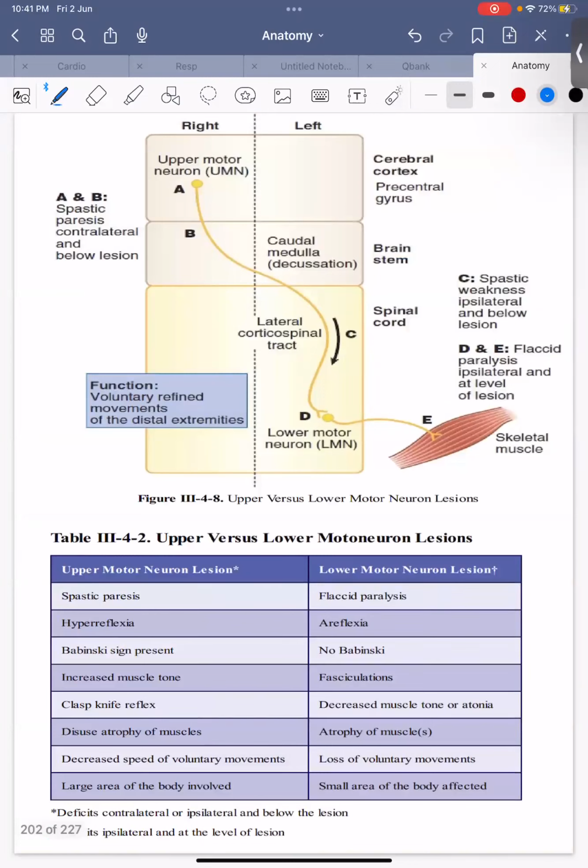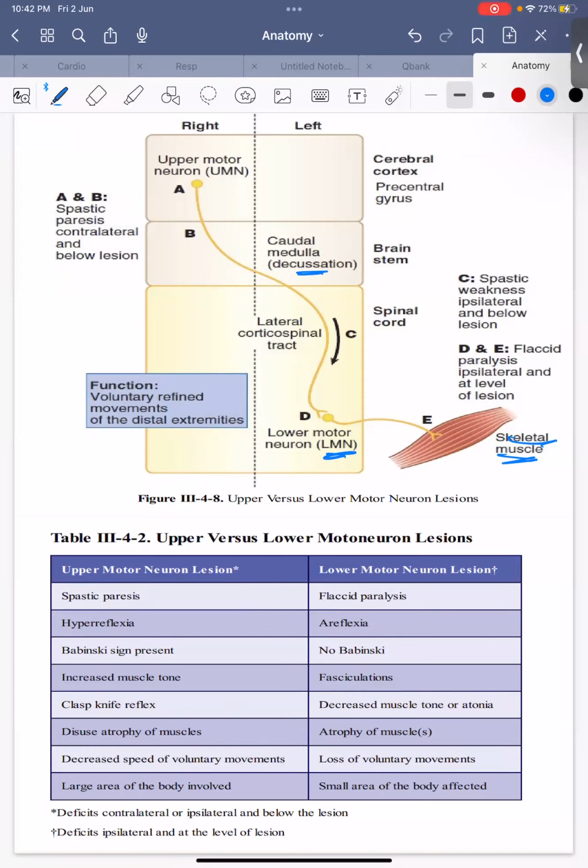Now let's talk about this. In the upper motor neuron lesion, you see this lower motor neuron, it is providing the motor innervation to the skeletal muscle. And now this is the upper motor neuron coming from the cerebrum. These fibers descend downwards. They cross to the contralateral side at the level of the lower medulla, known as the pyramidal decussation. Then they descend along the spinal cord and provide inhibitory innervation to the lower motor neurons.